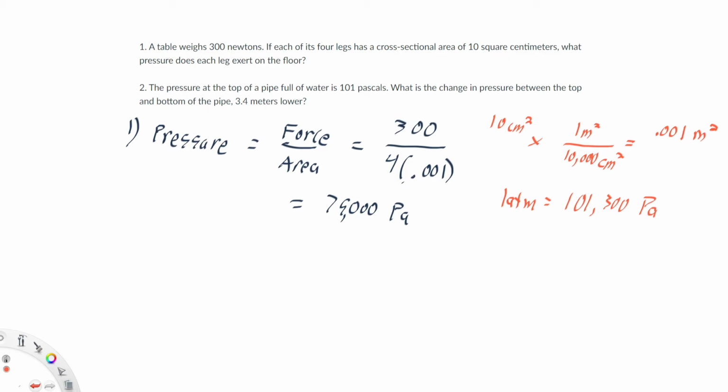On the second problem, we have the pressure at the top of a pipe full of water is 101 pascals. So here's our pipe. Up here, pressure is 101, which is very low, right? We're getting close to vacuum territory for low pressures. And then at the bottom of the pipe, 3.4 meters down, what's the pressure down here?